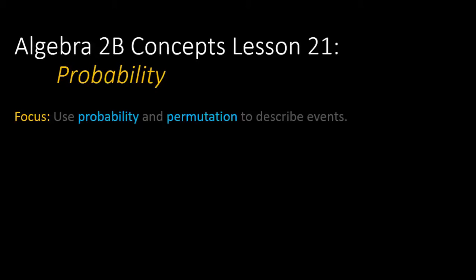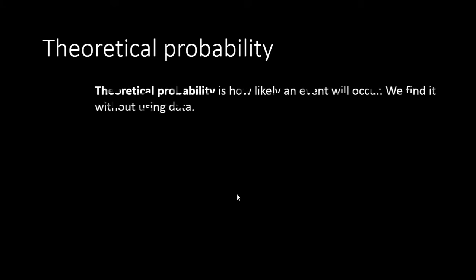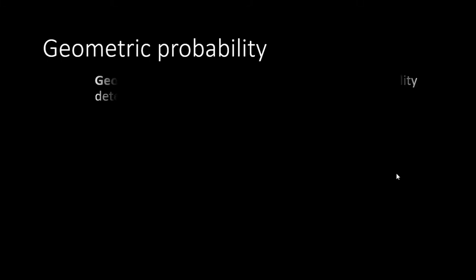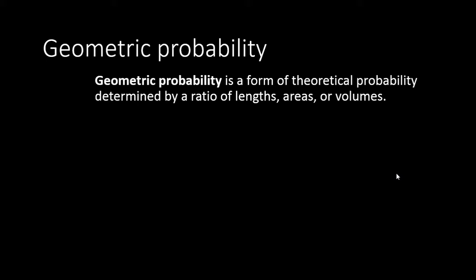Let's talk about geometric probability. So, quick recap on theoretical probability, which is how likely an event will occur, and we find it without using data. Remember, it's the number of ways an event can occur divided by the total number of possible outcomes. Geometric probability is a type of theoretical probability, but they give us pictures to help us out. So it can be determined by ratios of length, area, volume, all that good stuff.